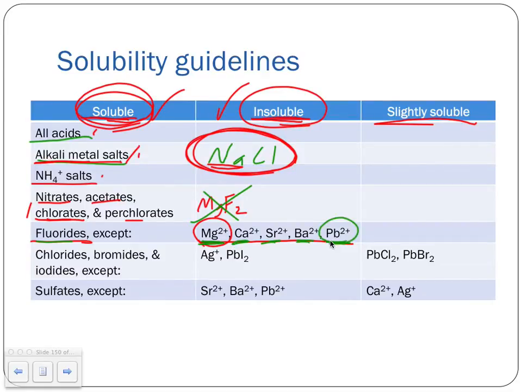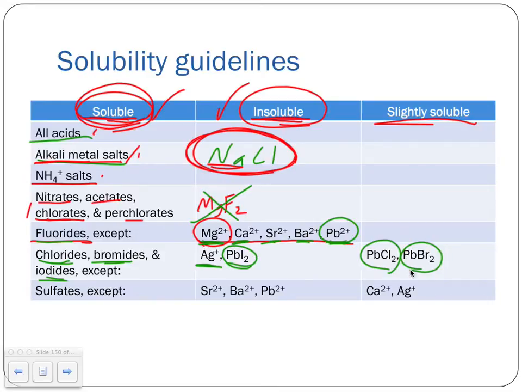Next one we're going to look at is chlorides. So chlorides, bromides, iodides: these are any substances where the anion is chlorine, bromine, or iodine. Those are all soluble with the exception of silver chloride, silver bromide, silver iodide, and lead-2 iodide specifically, which is also not soluble. However, slightly soluble would be lead-2 chloride and lead-2 bromide. Those can be soluble just a little bit in water.